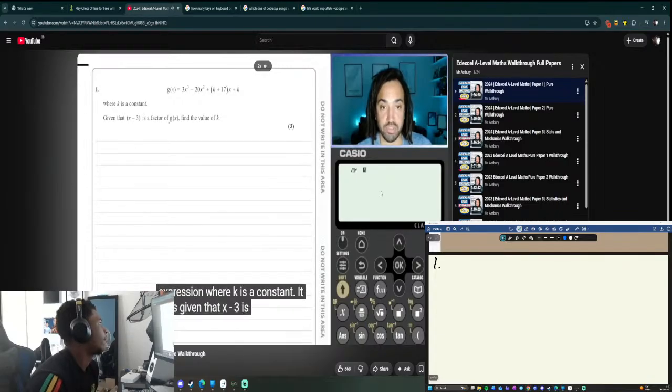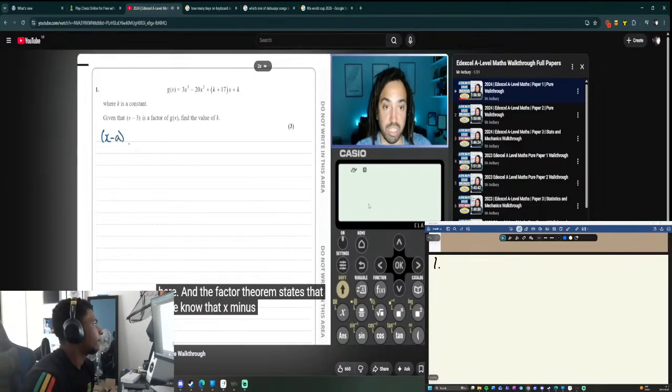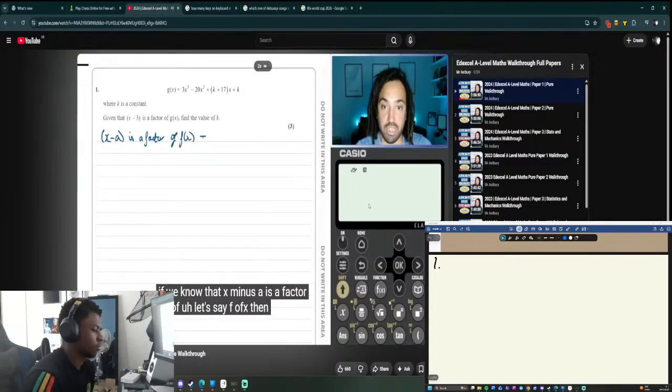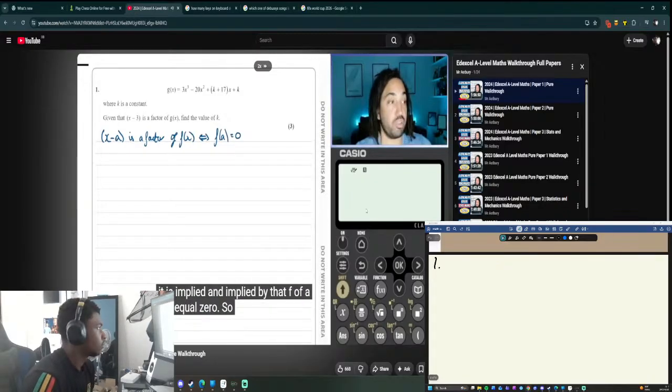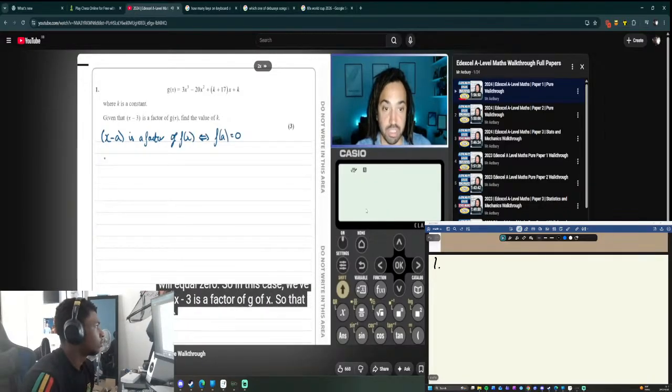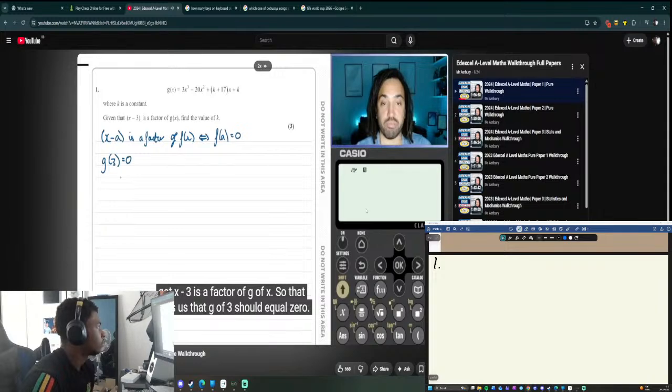It says given that x minus 3 is a factor of g of x, find the value of k. Okay, so we're going to use the factor theorem here, and the factor theorem states that if x minus a is a factor of, let's say, f of x, then f of a will equal 0. So in this case, x minus 3 is a factor of g of x, so that tells us that g of 3 should equal 0.